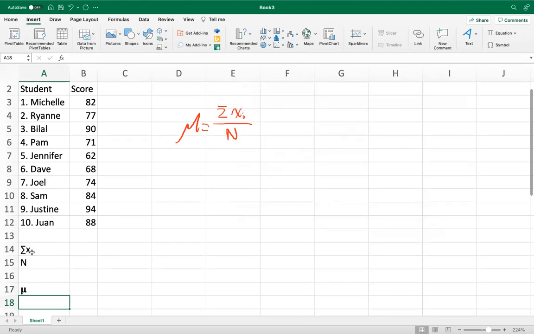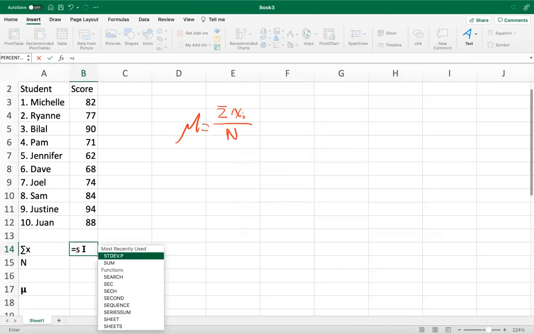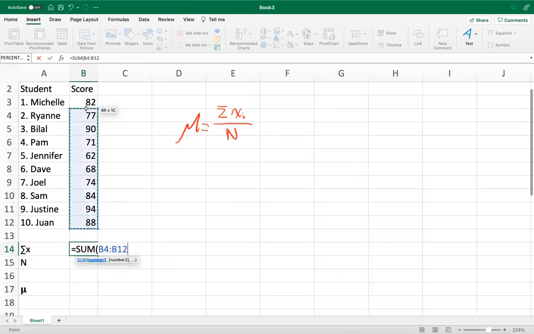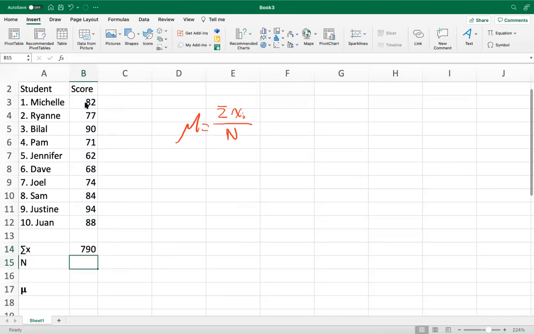Now for the sum of all of the values, we're going to add all of these values up and see what we end up getting. So here we're going to hit equals sum, the sum of all of these values here. And now that we have that number, n is the number of data values that we have. You could see that these are numbered off 1 through 10, so there's 10 students here. That tells us that n is equal to 10.